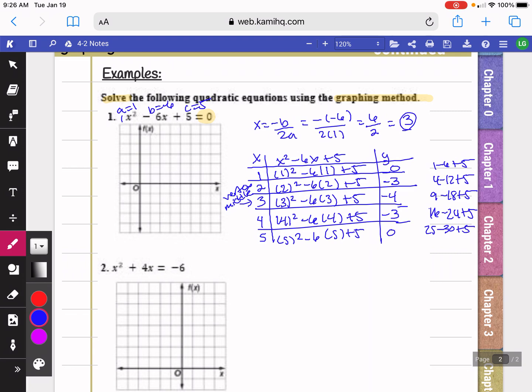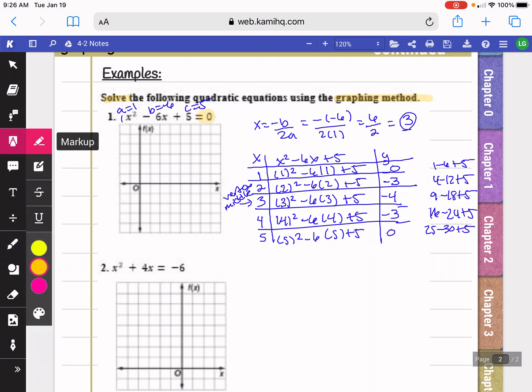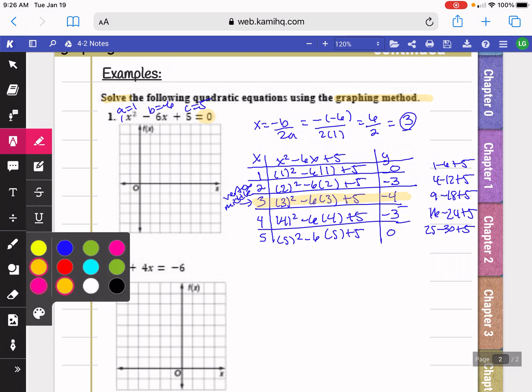Now I want you to notice something that happens here. Again, we put our vertex in the middle, so 3, negative 4 was our vertex. If you look carefully, the numbers start to repeat around that. So we have negative 3, 0, 0. The reason they repeat is because our parabola is symmetrical. So later, you don't really have to do more work. Once you find your first 3 values, you can start to repeat the points around that.